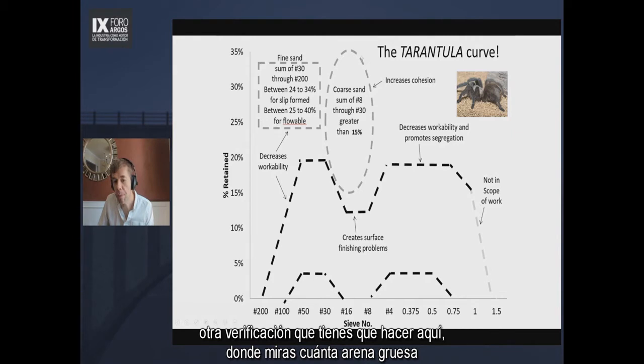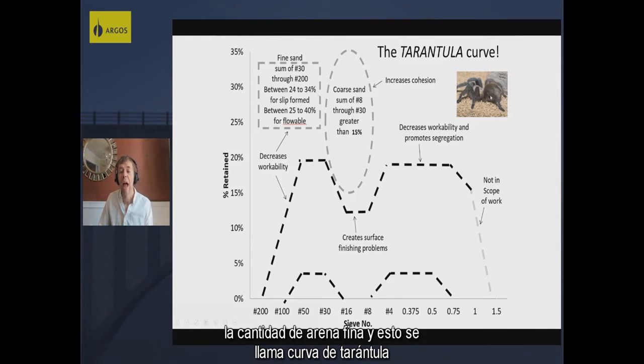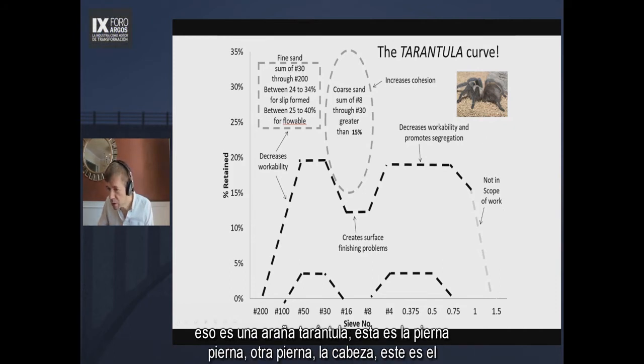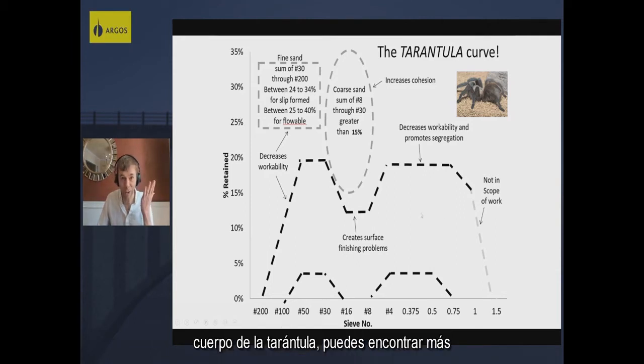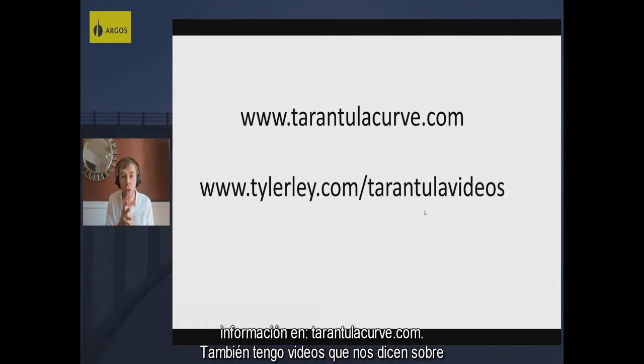There's another check you do up here where you look at how much coarse sand you have, and there's another check that you have for how much fine sand. And this is called the Tarantula Curve because I think it looks like a tarantula. See, that's a spider, tarantula. This is leg, leg, leg. This is the head. This is the body. Tarantula, right? Again, you can find more information at tarantulacurve.com.